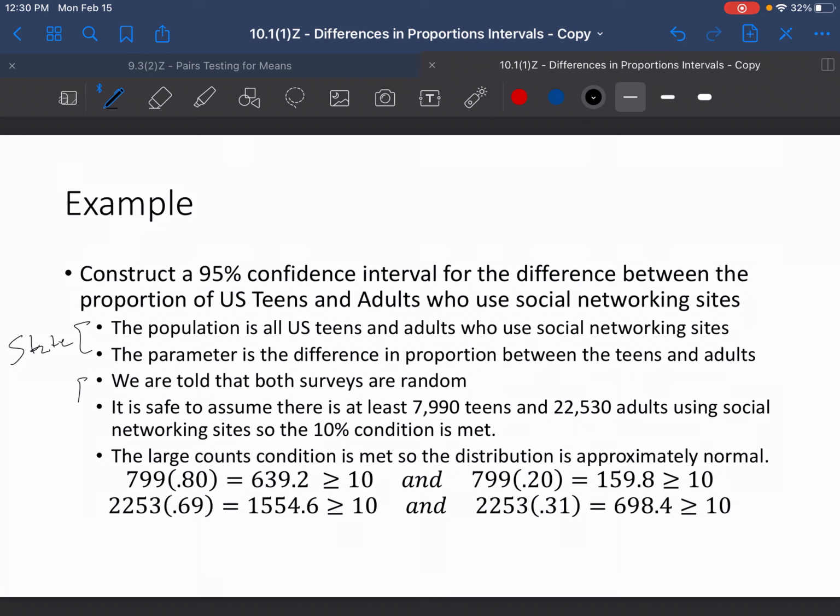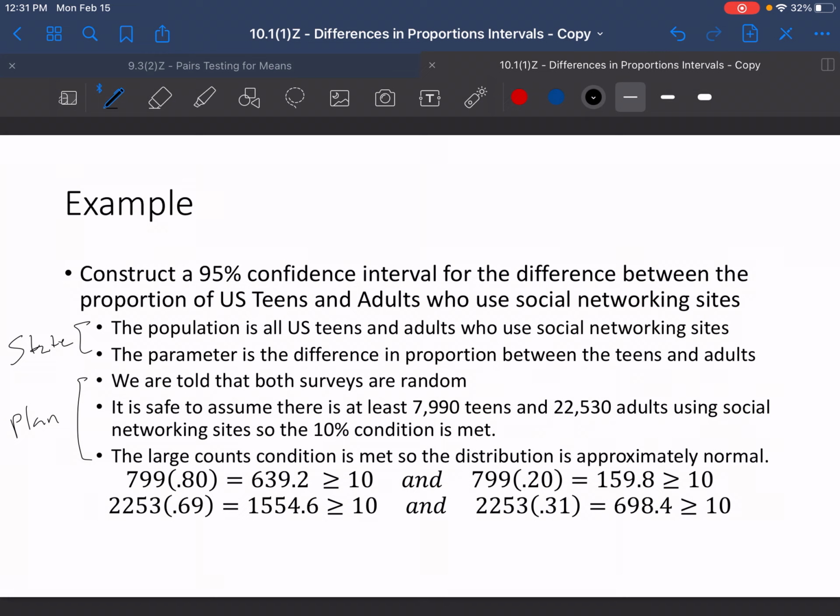From there, we need to plan right here. So we are told that both surveys are random, so we're good on the random condition. It's safe to assume that at least 7,990 teens and 22,530 adults are using social networking sites, so the 10% condition is met.